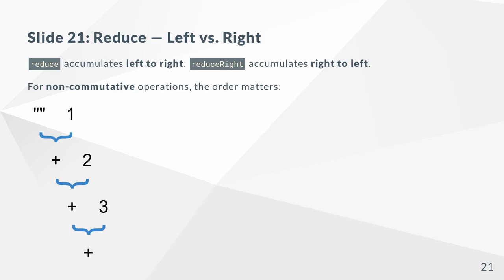The standard reduce accumulates left to right. reduceRight accumulates right to left.